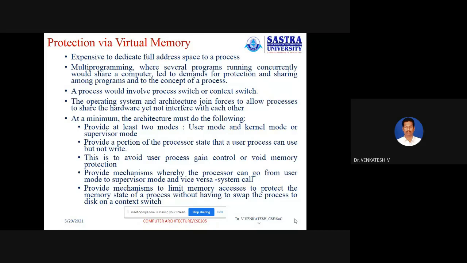So in that case, several programs run. What is multi-programming? Several programs running concurrently. In that case, it will share the computer according to the demands. Whenever we share the resources, we have to protect them. There should be some protection. Why? Because if I share, we have to protect, otherwise if there is any update or anything, it should not affect any other process. That is why we give protection.